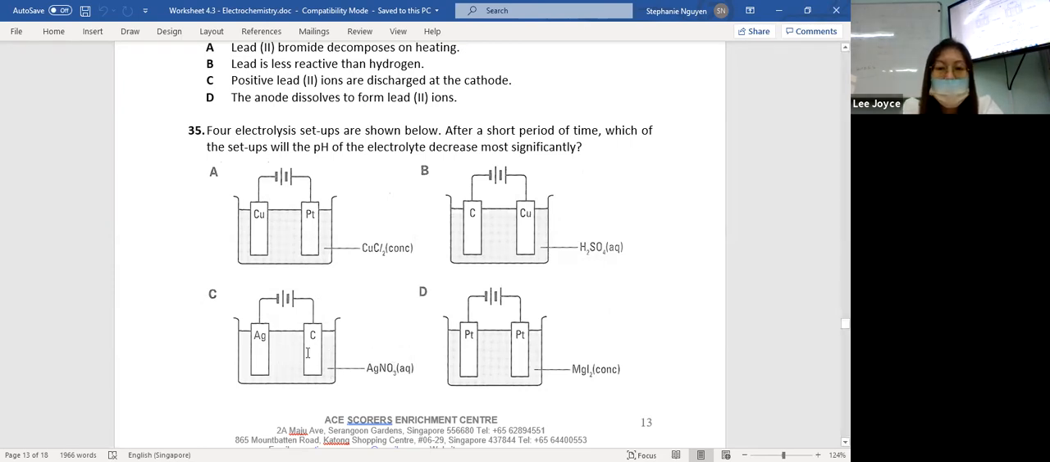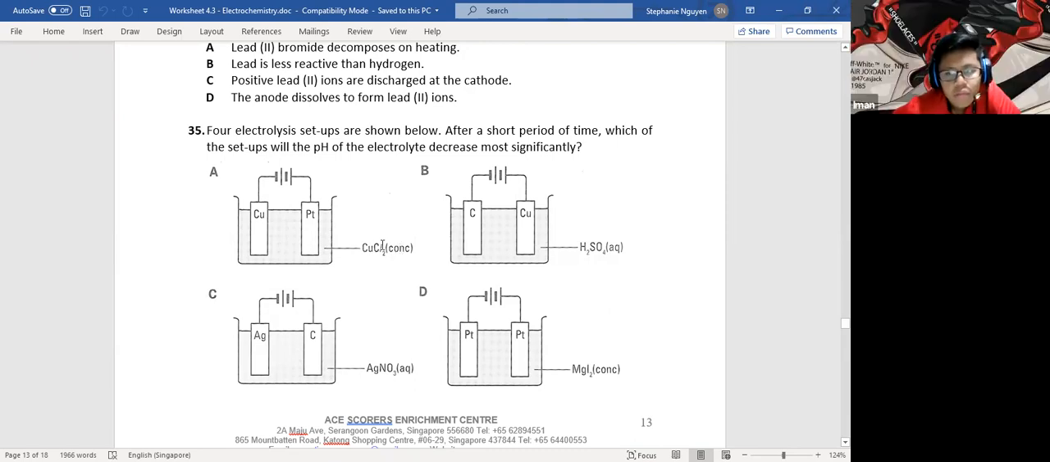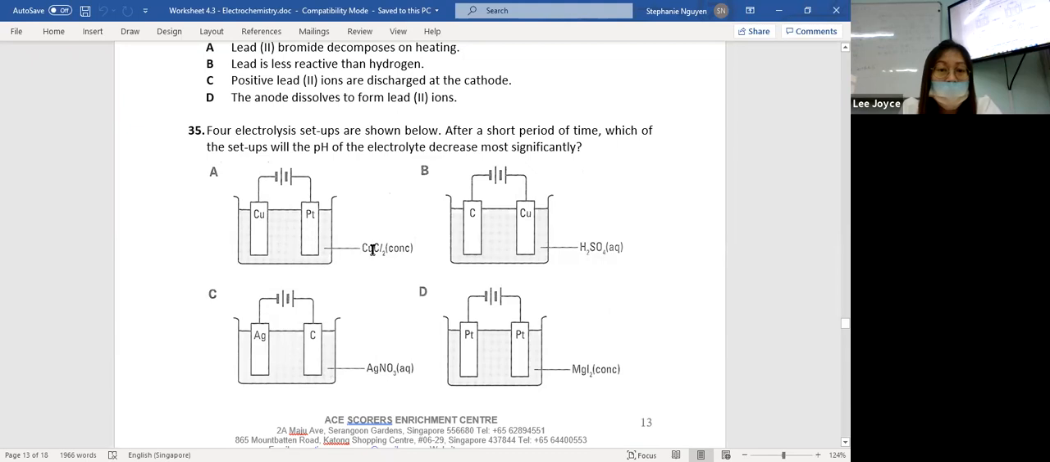Okay, let's run through. In A, using the platinum electrode, will it get depleted? No, because this is an inert electrode. So the anion to be discharged at the platinum electrode will be Cl-, because you see this is concentrated. Hydroxide ions cannot be discharged, it will be Cl- to be discharged. So you will get a yellowish green gas produced at the platinum electrode due to the formation of chlorine gas.